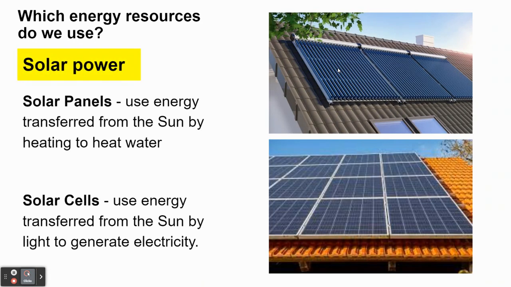There are also other examples such as solar power. There is a difference between solar panels and solar cells. What we often think of as solar panels that are on roofs are really called solar cells. So solar panels use energy transferred from the sun by heating to heat water. So in that top picture you can see tubes full of water, and that's heated from the sun. Whereas solar cells use energy transferred from the sun by light to generate electricity, and that's what we most often find on the roofs of homes in the UK.